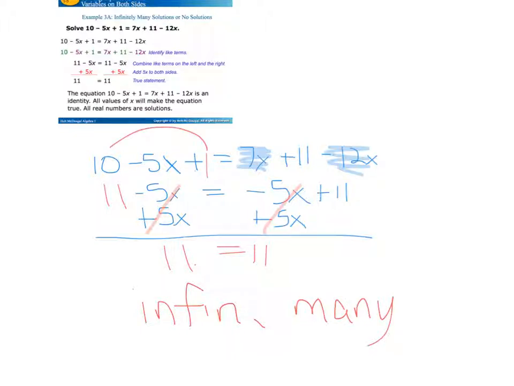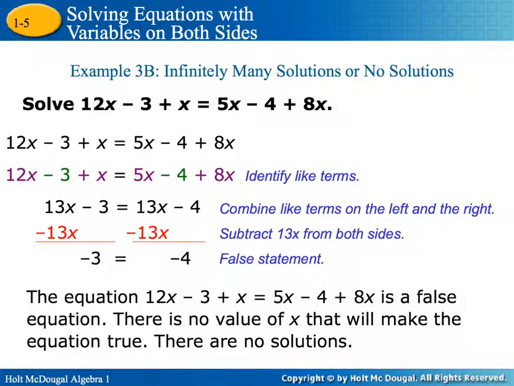See the 1? So you're going to group those like terms. So 10 plus 1 should have been 11. And then you got basically the same thing on both sides, which gave you an identity. It's like a mirrored image. All right, let's try the next example.